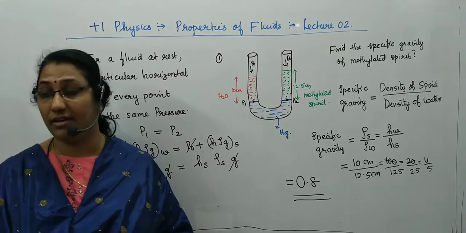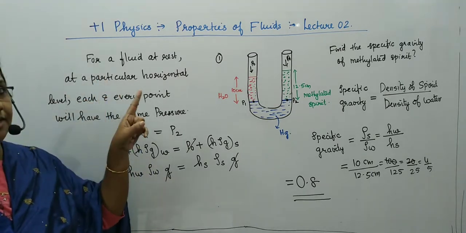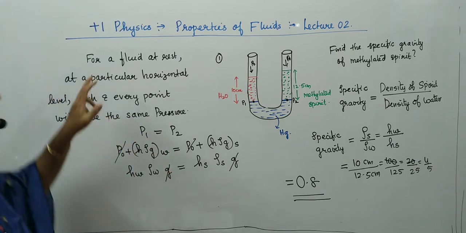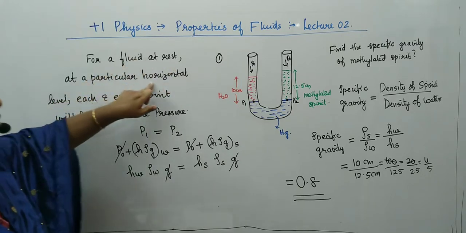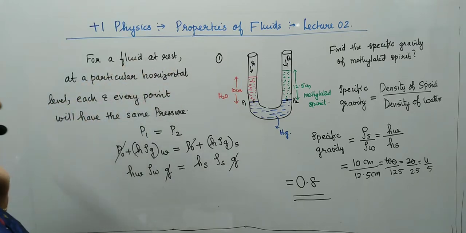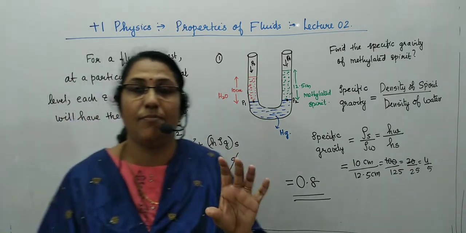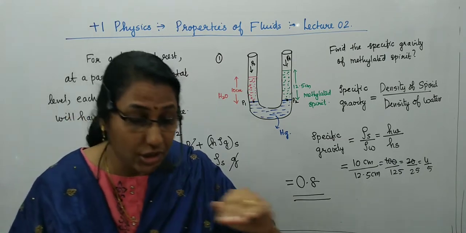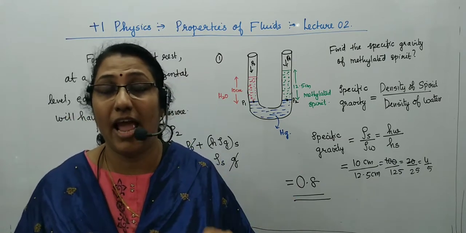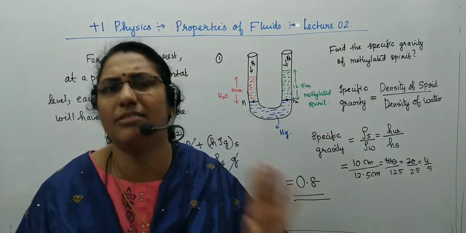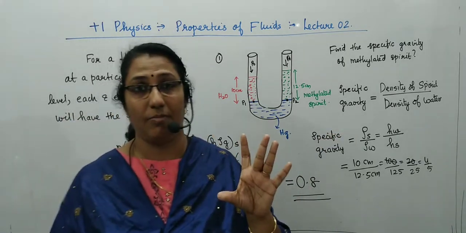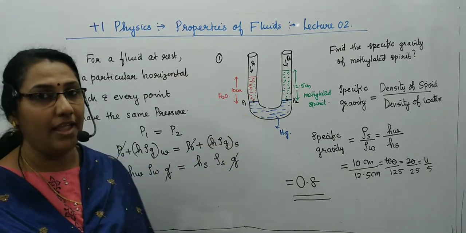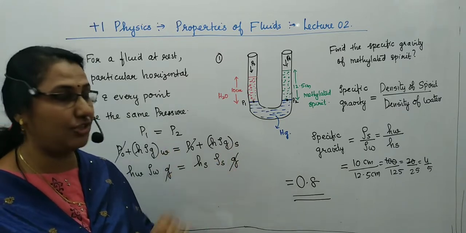And how did we calculate this? Purely by using the statement of Pascal's law, which we proved in the last class. For a fluid at rest at a particular horizontal level, each and every point will have the same pressure. Very important. Clear? Very important topic, a lot of questions, and this is a question from our NCERT. Understood? Clear?